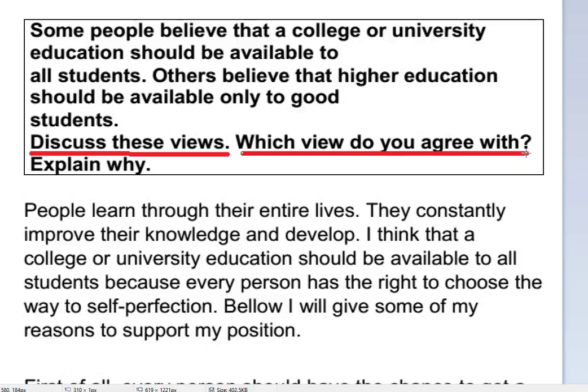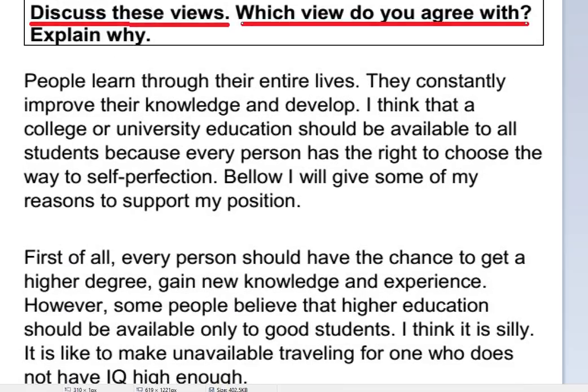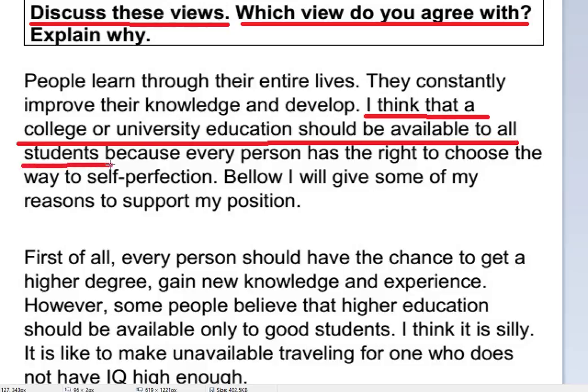So from the prompt, basically, we have to do three things. Discuss the opposing views and decide which view you agree with. Let's see what the response does. Okay, so here the writer gives us their opinion. I think that a college or university education should be available to all students. Below, I will give some of my reasons to support my position.